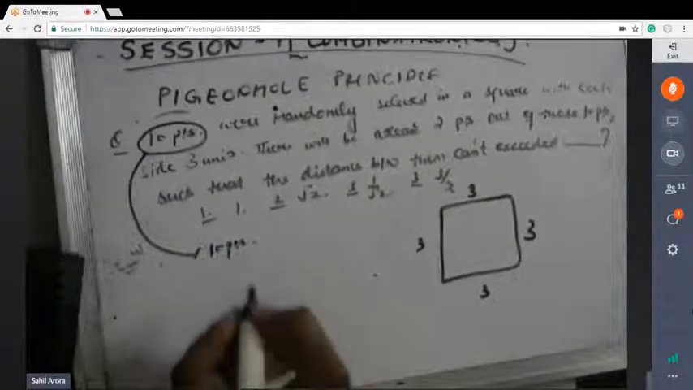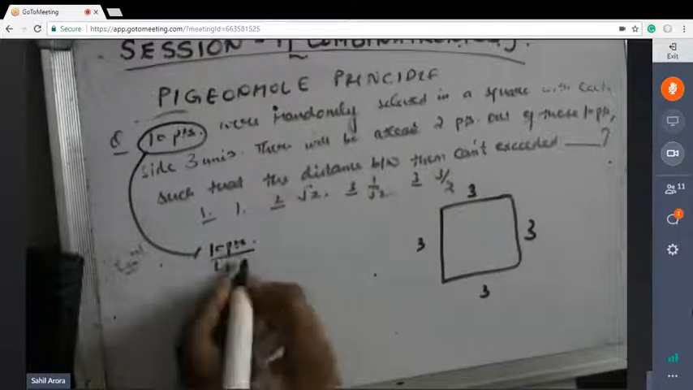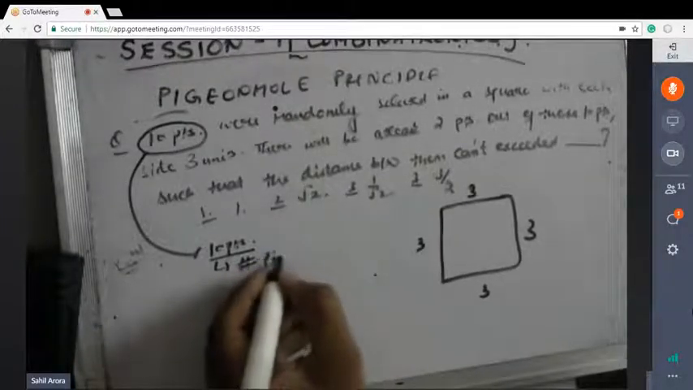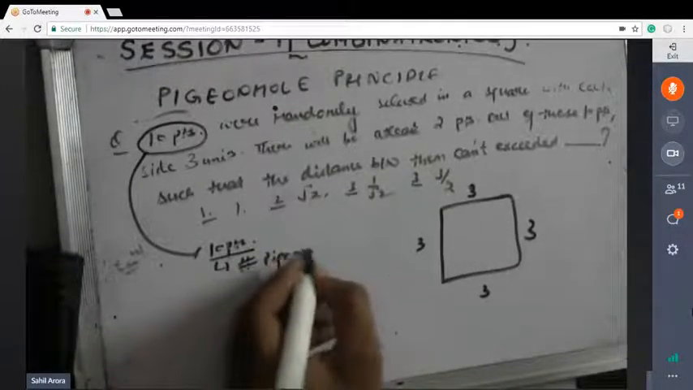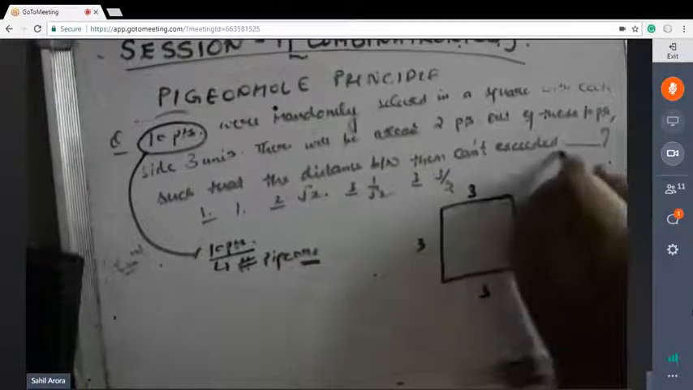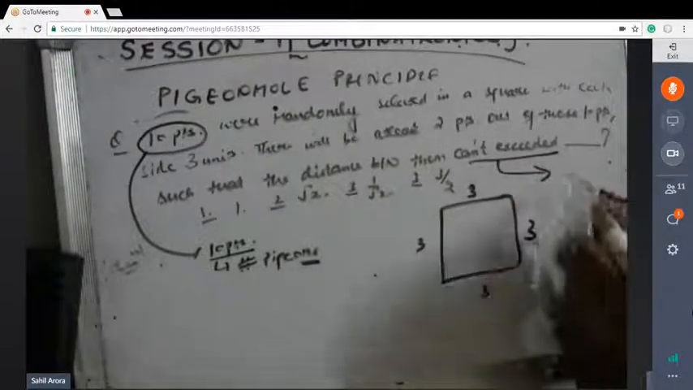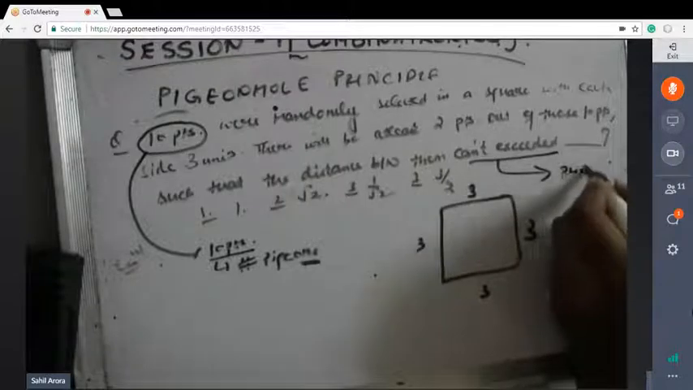So the first thing is, we have 10 points. This simply gives us the idea that, for us, this is nothing but the number of pigeons. Also, the question says "cannot exceed." This gives us the indication that we need to apply the PHP here.